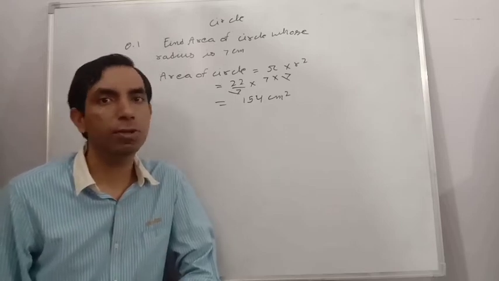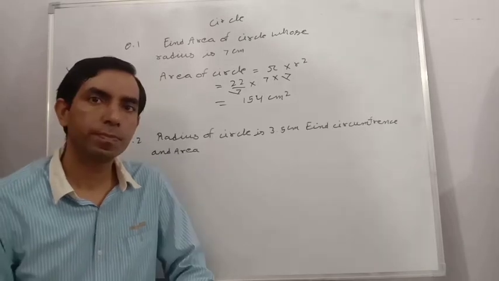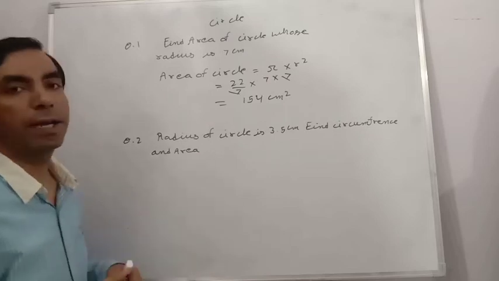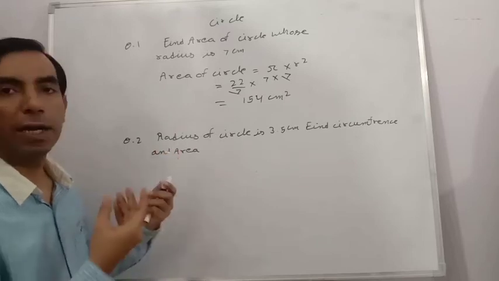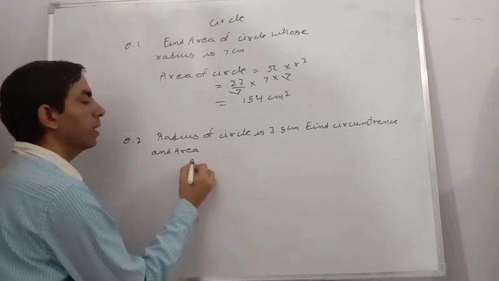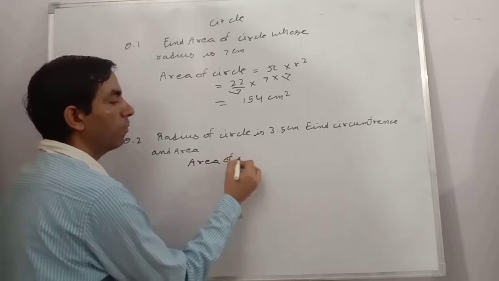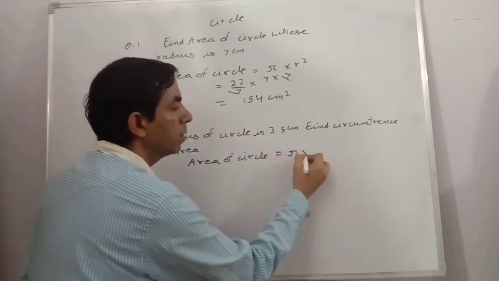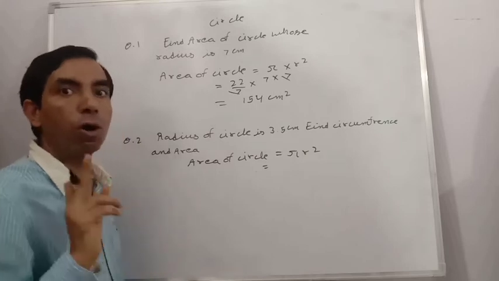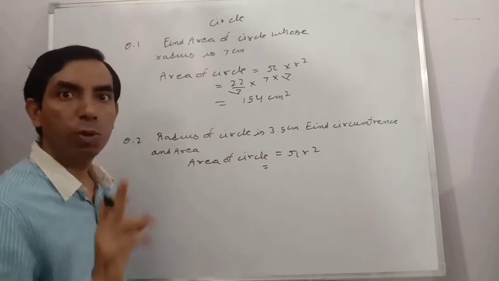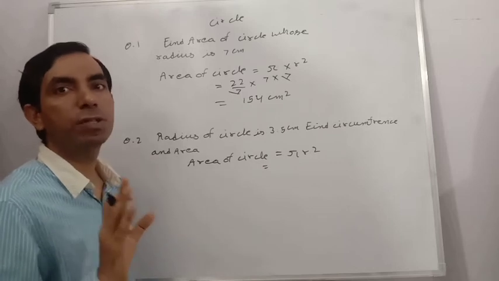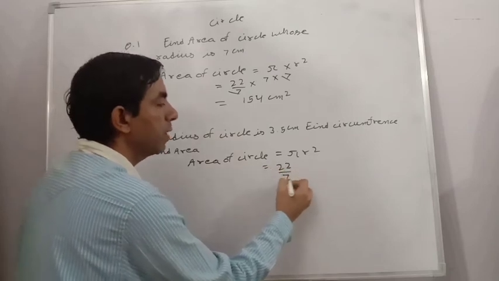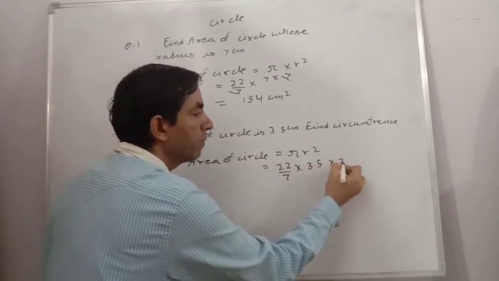So let's take another question. Here the radius of circle is given as 3.5 centimeter, and we have to find the circumference and area of circle. So use the formula and solve directly. Area of circle is pi r square. Put the value. I said that we always use pi value 22 upon 7, and only in special conditions we use pi value 3.14. So let's start. Pi is 22 upon 7 multiply 3.5 multiply 3.5.